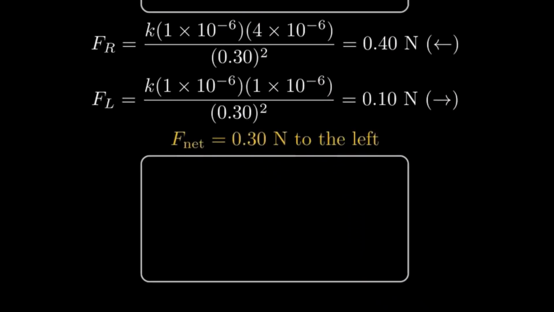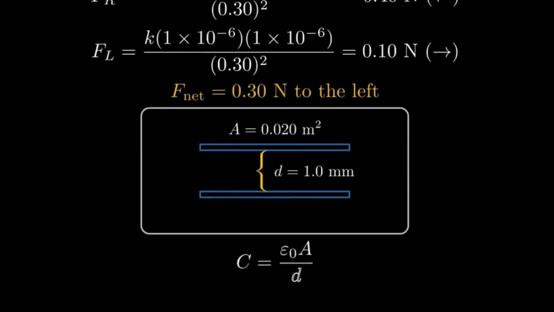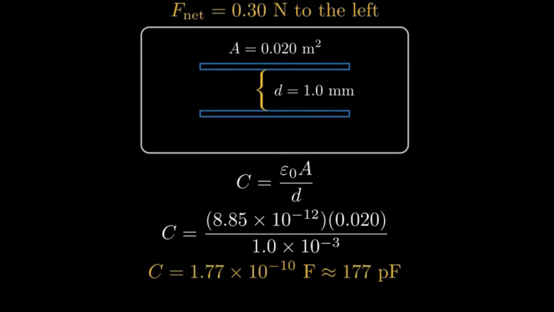Problem 8. A parallel plate capacitor has area 0.02 square meter and plate separation 1 millimeter. Find its capacitance. Use epsilon naught equals 8.85 times 10 to the minus 12. We sketch two parallel plates. Capacitance equals epsilon naught A over D. Substitute and compute. The answer is 1.77 times 10 to the minus 10 farad.